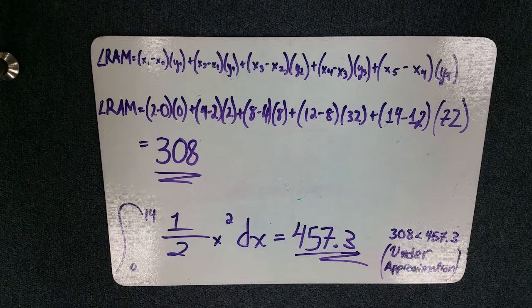LRAM is an under-approximation of the curve because the integral from 0 to 14 of 1/2 x squared dx is equal to 457.3, and 308 is less than 457.3.